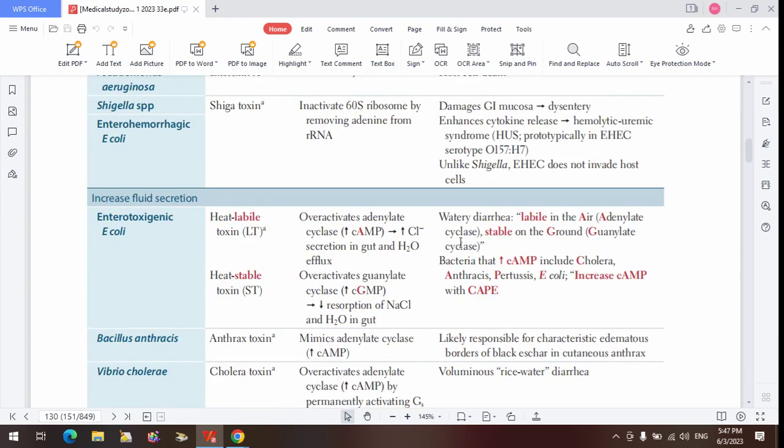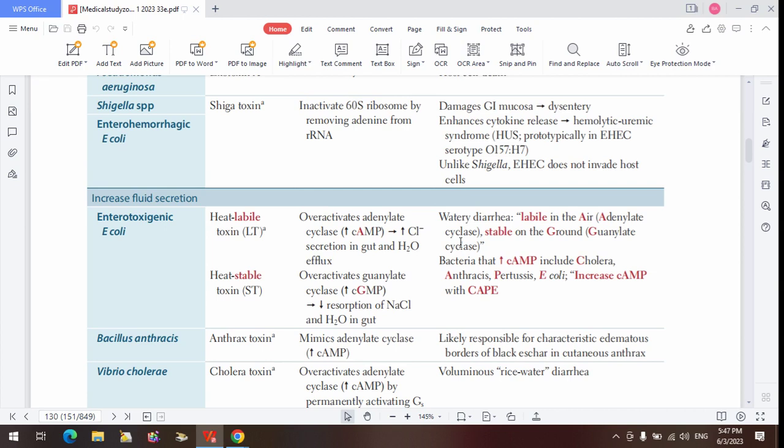Enterotoxigenic E. coli causes diarrhea. How can that diarrhea happen? I remember that cAMP stimulates secretion of chloride into the lumen, and once you have secretion of chloride, water follows. How do you achieve that? It's due to overactivation of adenylate cyclase. Enterotoxigenic E. coli has two toxins, the heat-labile and the heat-stable. They work differently, although both of them cause diarrhea. The heat-labile toxin stimulates adenylate cyclase, an enzyme that cleaves cAMP from ATP. cAMP stimulates secretion of chloride into the lumen and water follows, causing the diarrhea.